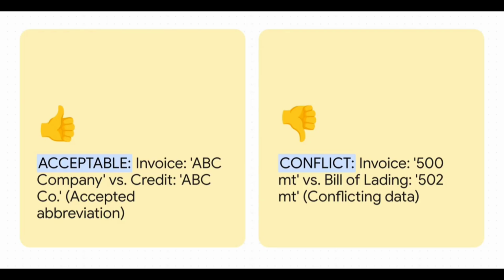Let's look at a quick example. On the left, if the credit says ABC Company and the invoice says ABC Co., that's generally okay. It's a common abbreviation and it doesn't create a conflict. But look at the right. The invoice says 500 metric tons, but the bill of lading says 502. See the problem? That's a direct conflict. That is a discrepancy, and that will get your documents rejected.